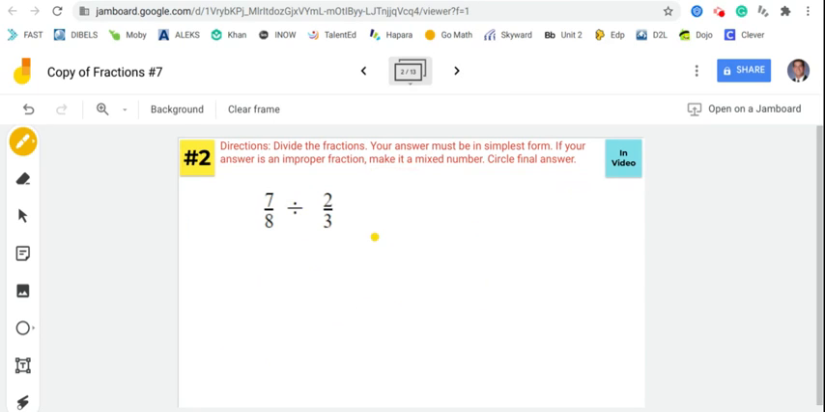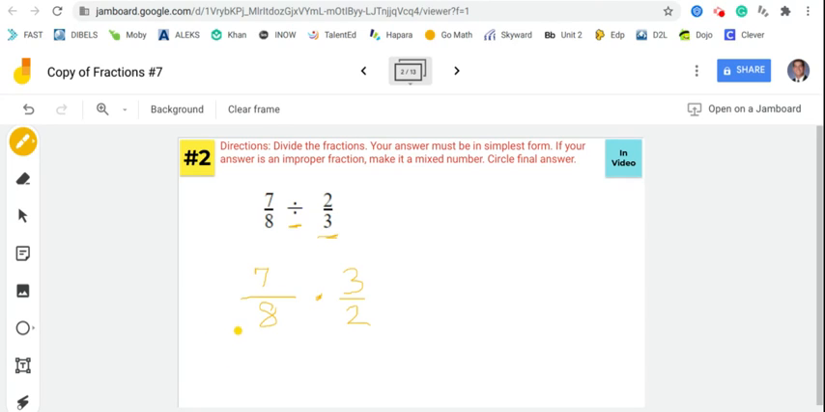Number 2, I'm going to divide these fractions. So I'm going to use KFC. So let's keep the first fraction as it is, 7/8, keeping it as is. Second fraction, I flip. So what's the reciprocal of 2/3? If I flip it, that's going to be 3/2, right? So the reciprocal of 2/3 is 3/2. So I kept the first fraction. I flipped the second fraction. Then I changed from division to multiplication.